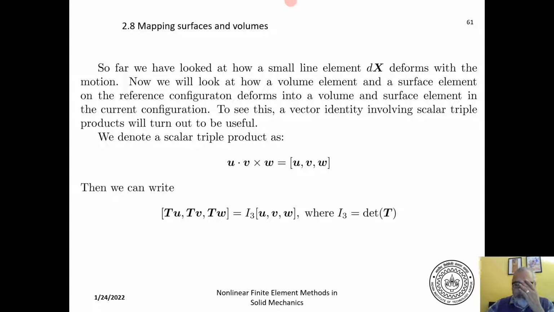We have seen that the current position of a point is represented by the motion, which is a function of the initial position of the point and the time. We have also seen that a small line segment emanating from capital X maps to a small line segment emanating from small x according to this relation.